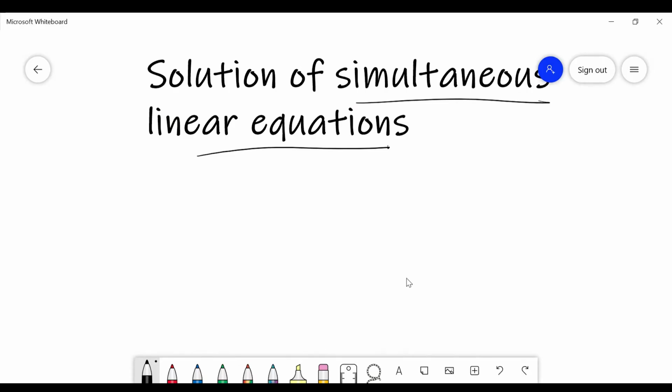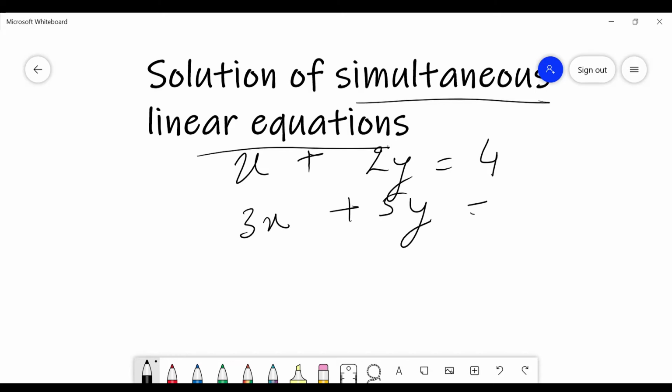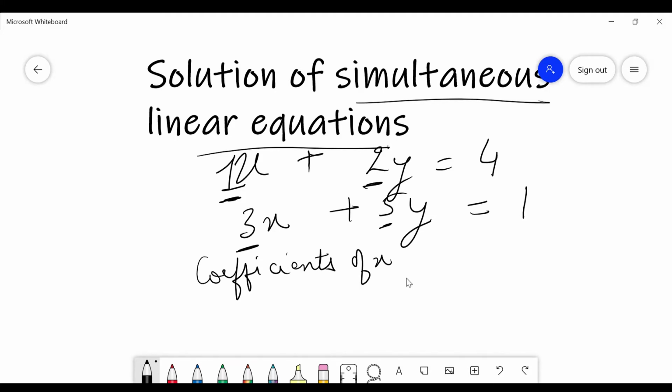When we write simultaneous equations, we can write x + 2y = 4 and 3x + 5y = 1. Here you can see this is 1x, because if nothing is there then this is 1. This 1 and 3 are known as the coefficients of x, and this 2 and 5 are known as the coefficients of y.